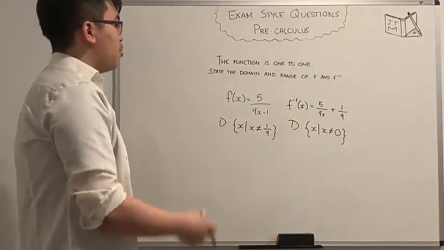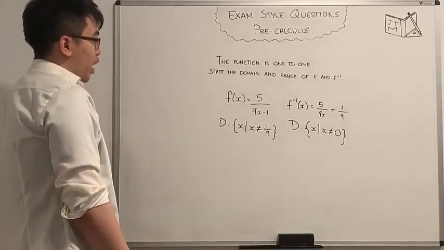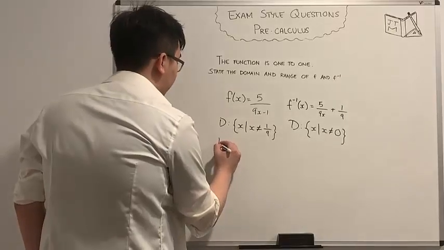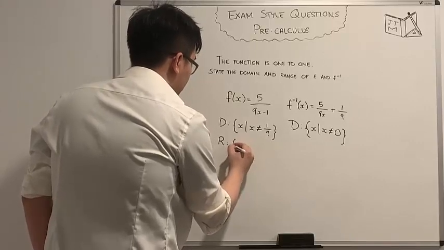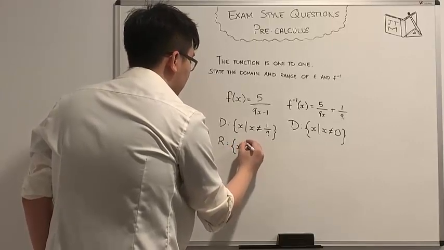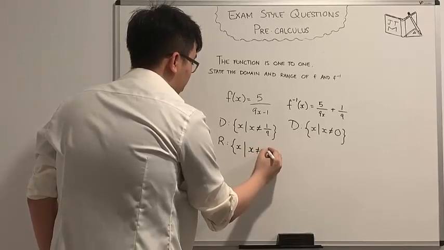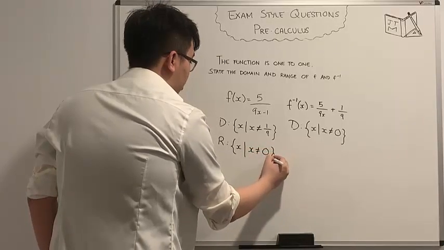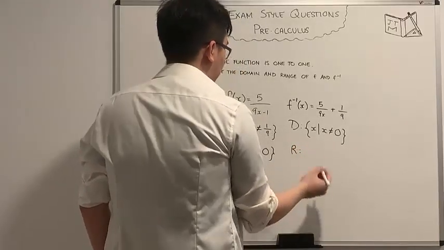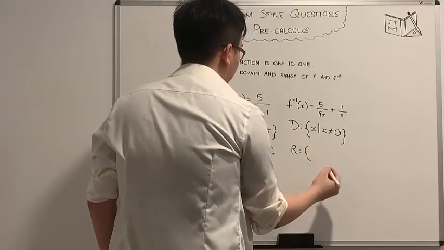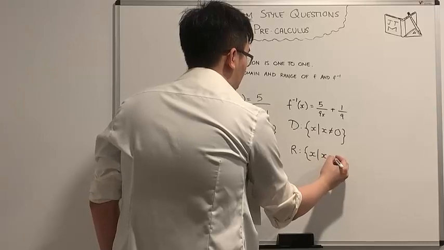Now that we know both domains of our functions, we can go ahead and figure out the range from here. So the range of this original function is going to be the domain of the inverse function, because they are one-to-one functions. So we just copy out the domain of the other function. x is all real numbers except 0. And over here, the range of the inverse function is the domain of the original. So we have x is all real numbers except for 1 over 9.